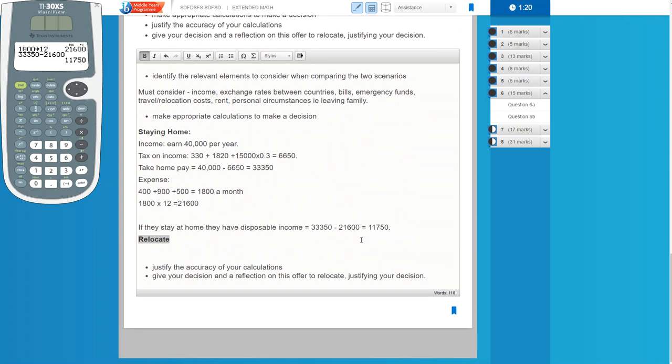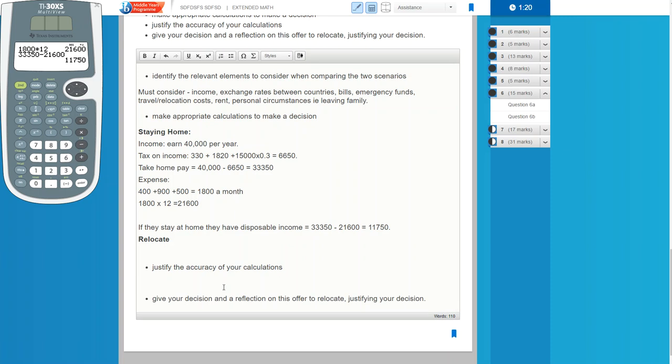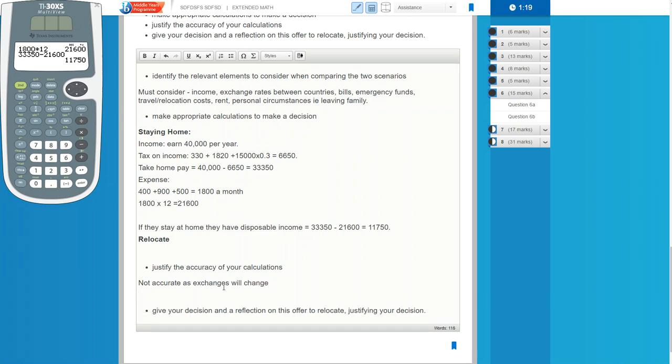So when you come down to this, justify... I'm going to leave this one because it's the same as the last. But justify the accuracy. What do you think? We talked about this before. Not accurate as exchange rates will change. We want a few things here just to get our 2 marks. What else?